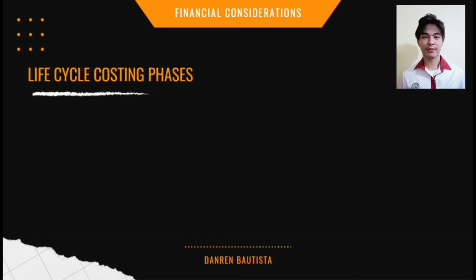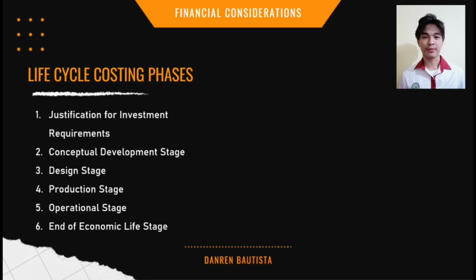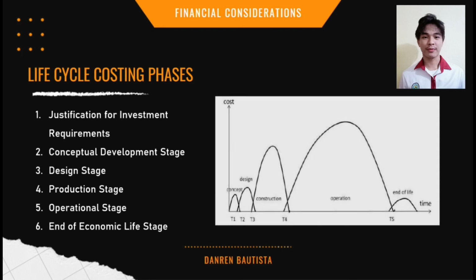As discussed earlier, the life cycle costing procedure includes parallel and interrelated phases. These phases include the justification for investment requirements, conceptual development stage, design stage, production or construction stage, operational stage including maintenance, and lastly, end of economic life stage. By adding up the expenses for each stage, you can calculate the project's life cycle cost. And this is its theoretical model which includes those stages.